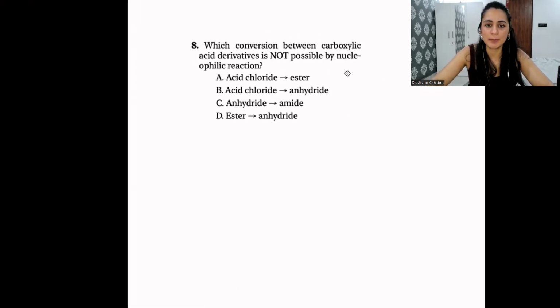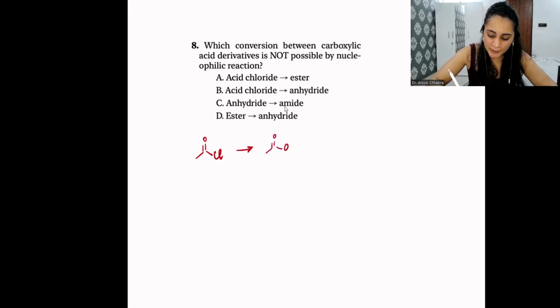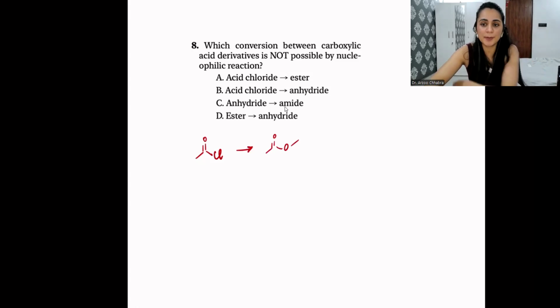Which conversion between carboxylic acid derivatives is not possible by a nucleophilic reaction? Okay, so what we are seeing here is the reaction of an acid chloride converted to an ester. Is that possible, right? Acid chloride to an ester? Yes, for sure. It's a possible conversion because we know that in an acid chloride, chlorine is a really good leaving group, right? It's a better leaving group than just OMe. And therefore, that conversion is possible.